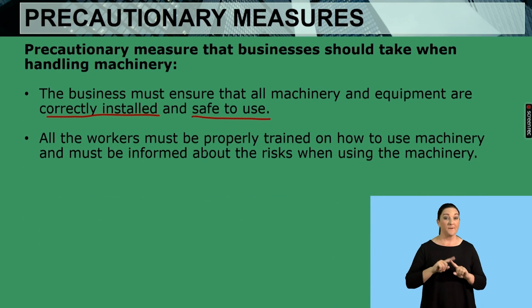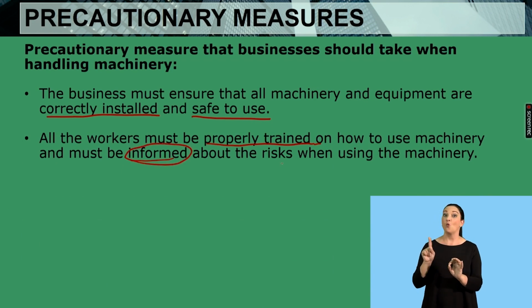All the workers must be properly trained on how to use the machinery and must be informed about the risks when using the machinery. So it might happen that I work at a butchery, for example. That is a place where all types of machines are used to cut meat. Therefore, it is very important for me to train my employees on how to use the machine. I also need to warn them of the hazards that can occur if they do not handle the machinery in a correct manner.